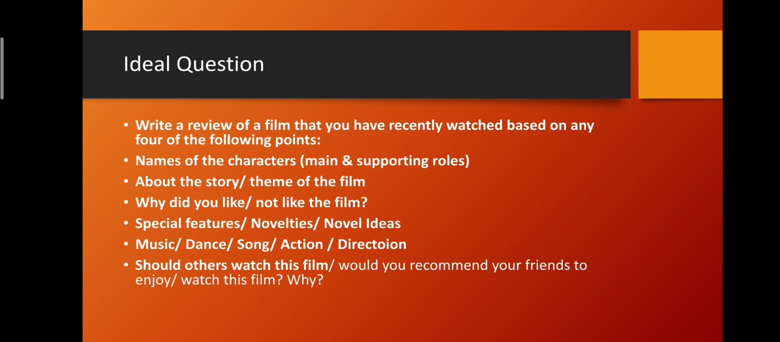Let's see a general question, or you can call it an ideal question. Question will be like, write a review of a film that you have recently watched based on any 4 of the following points. So there are 6 points and you have to pick any 4 points, like names of the characters, main and supporting roles, about the story or theme of the story, and this point will give you 2 marks. So you will have to write this point in your answer.